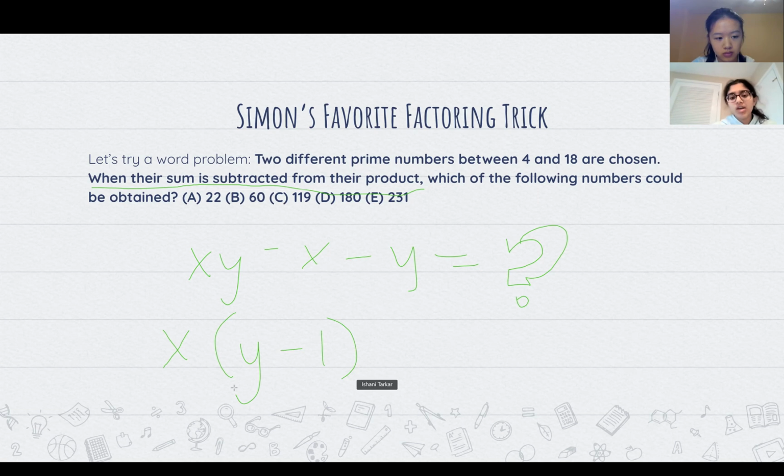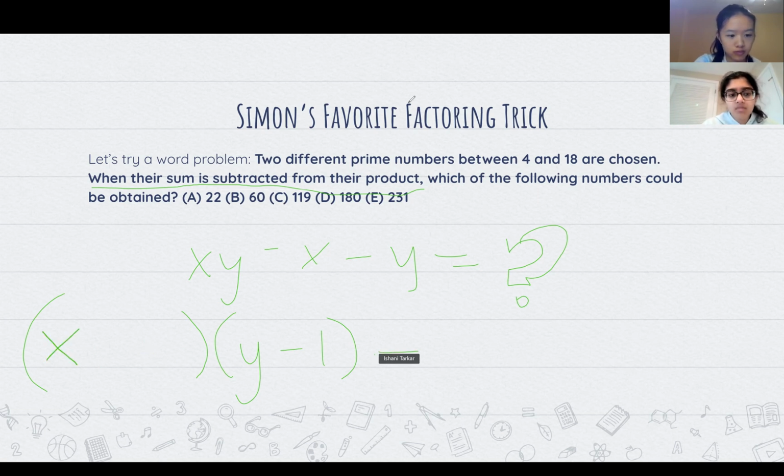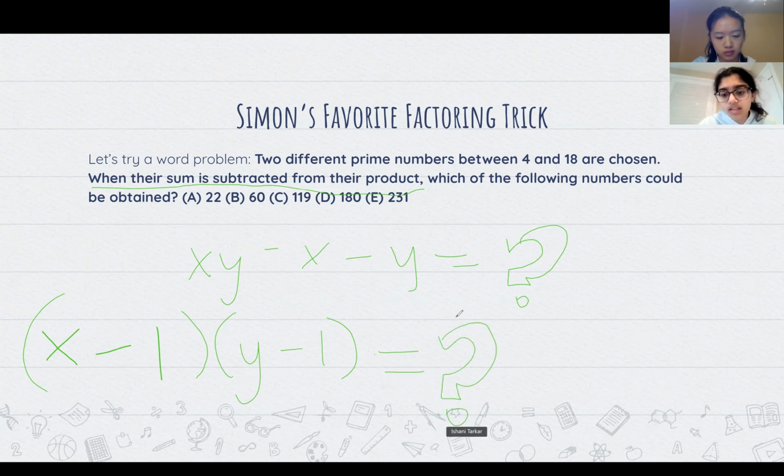And now we have to account for the negative y. So what value times y minus 1 would get negative y? Negative 1, right? So we would get xy minus x minus y plus 1, right? So we'd need to add 1 to both sides, right? Because we just added 1 to the left side.